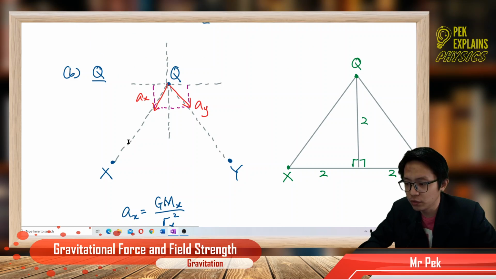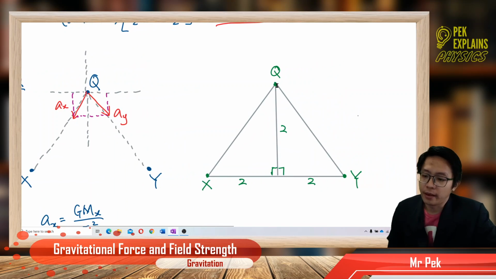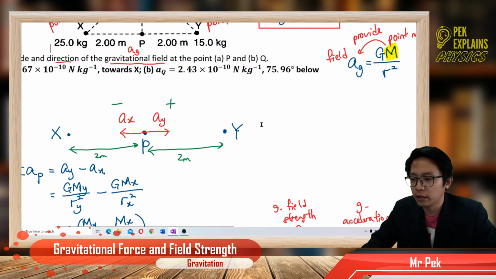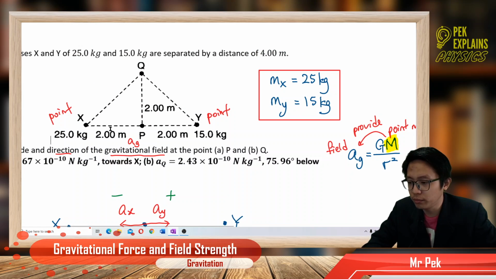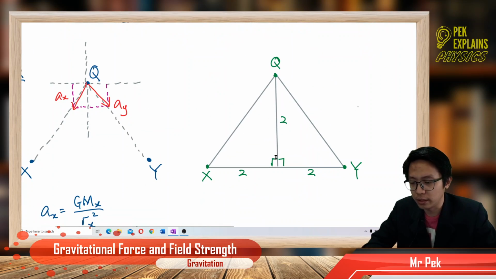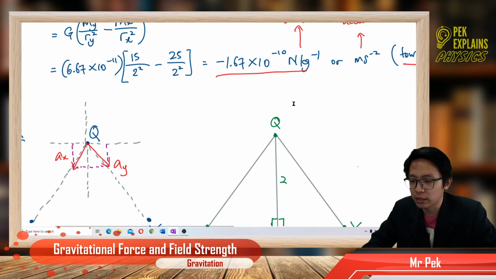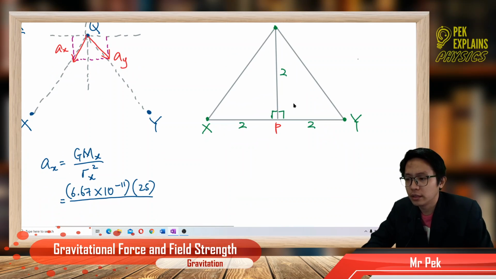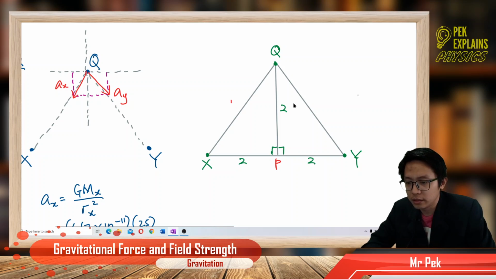Rx means how far is Q from X? I need the distance, so I redraw here. We want to find distance QX, because in the diagram we have QP 2 meters, XP 2 meters. Here is actually point P. So I want to find QX, this is the Rx. And of course, this is the Ry, from Q to Y. So what is Rx? This is a right angle triangle.